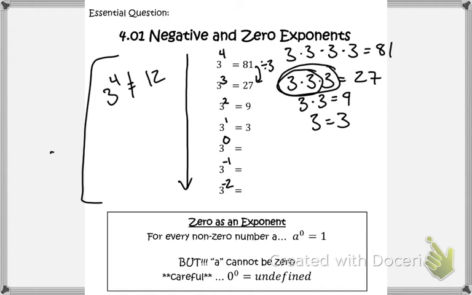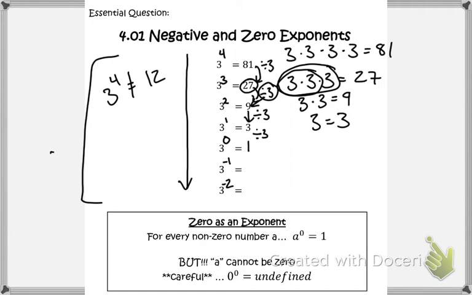Okay, let's see if the rule holds. Going from 27 to 9, I would have to do what? That is correct. Also divide by 3. 27 divided by 3 gives us 9. Alright, continuing the pattern, 9 divided by 3 gives us 3. That means if I want to find what 3 to the 0 is, I'm going to do 3 divided by 3, and that's going to give me 1. 3 divided by 3 is 1.